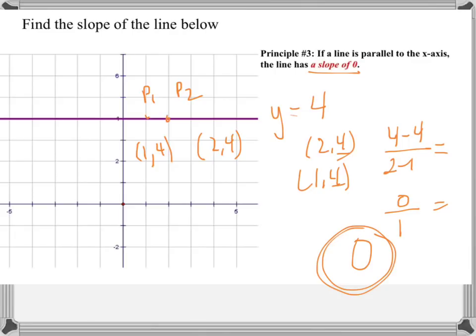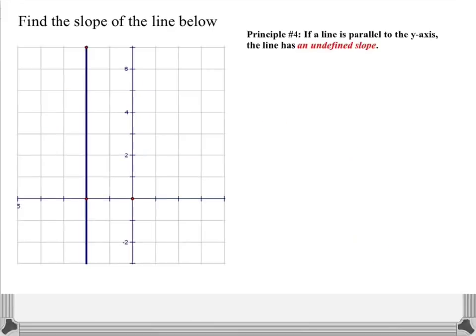So if you have a straight horizontal line, the slope is 0, which makes sense because there's no inclination on a horizontal line. If you were a person walking on this line, you wouldn't be going up a hill at all. Okay, but principle number 4 says, right here, this line is a vertical line.